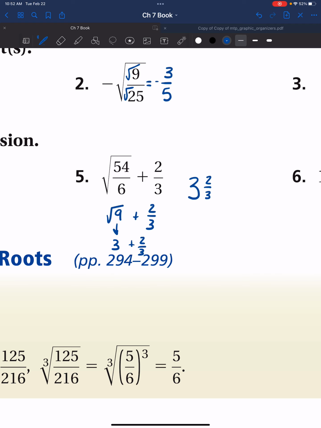Any questions on 5? Feel okay on that one? I feel like this is the easiest thing we've done. It's very easy. I think one of the big things we have to remember, though, is when it says the square root of 54 over 6, a lot of kids are going to say, I don't know the square root of 54 or the square root of 6. Don't do that. Just divide them and get 9, and then the square root of 9 is something nice, okay? Does that make sense?